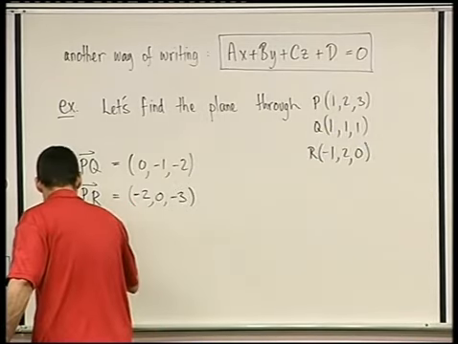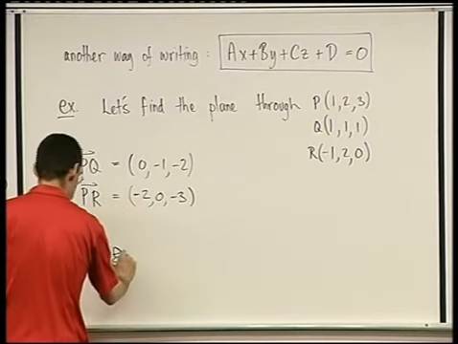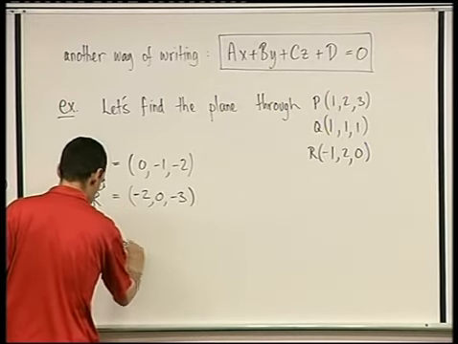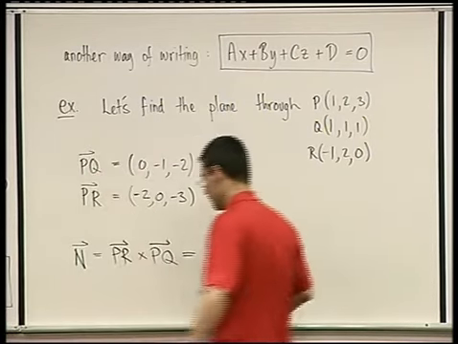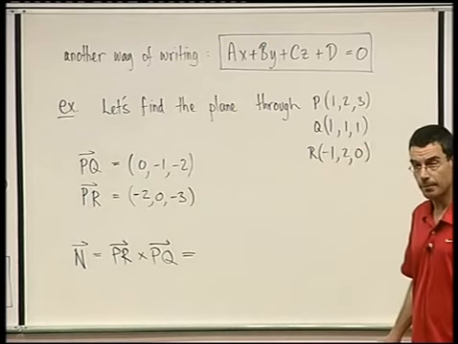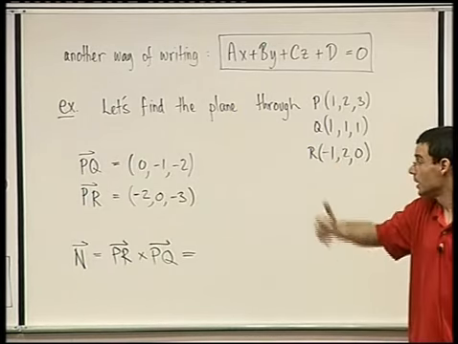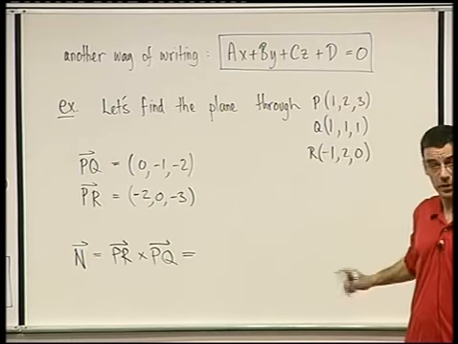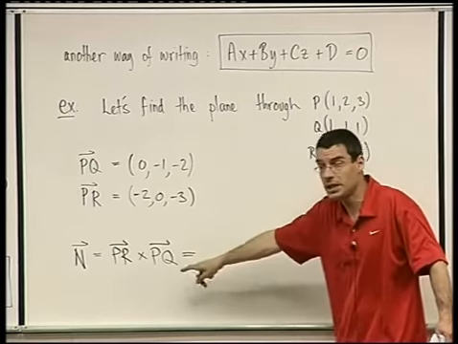So the normal is going to be PR cross PQ. I have to choose which one I take first. So I took PR here, cross PQ. It doesn't matter. Okay? This is going to be a vector which is perpendicular to the plane on which these 3 points lie. Does everybody see that? Can you all picture that?